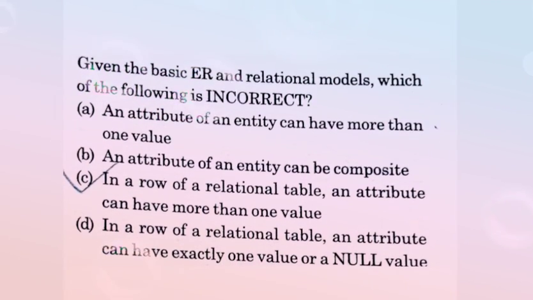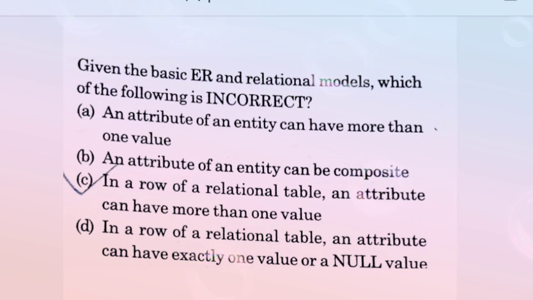Consider the basic ER and the relational model. Which of the following is incorrect? There are four options. Option A, an attribute of an entity can have more than one value. Yes, it can have more than one value, so it is a correct statement. Now the next statement, option B, an attribute of an entity can be composite. Yes, it can be composite.